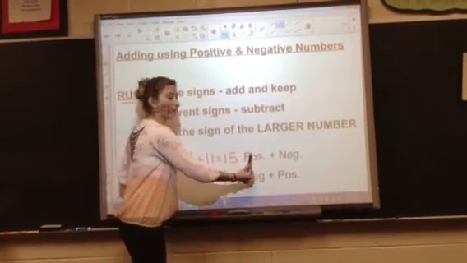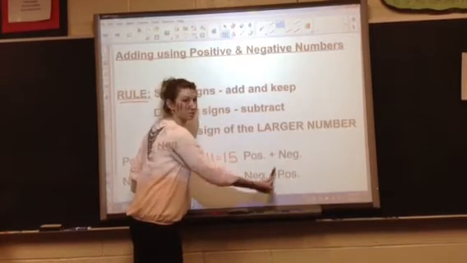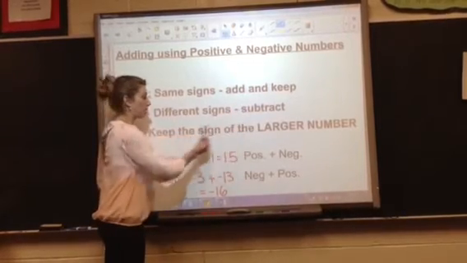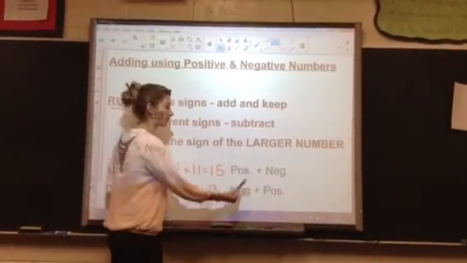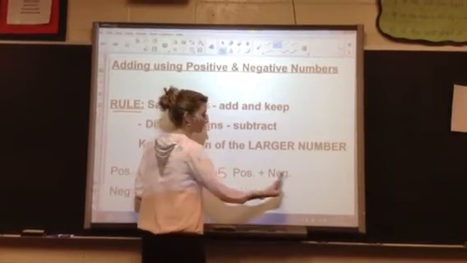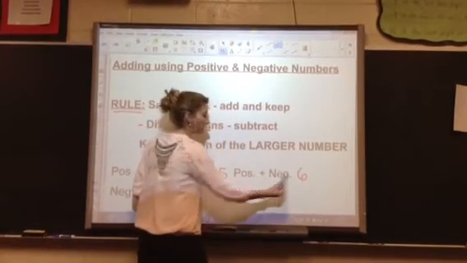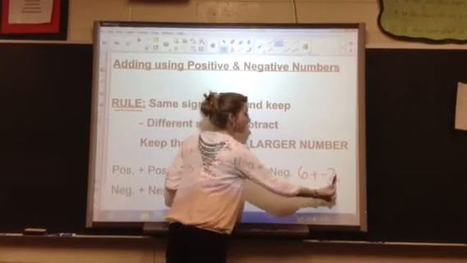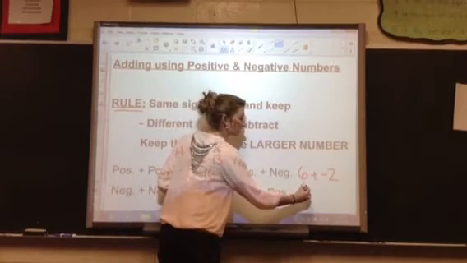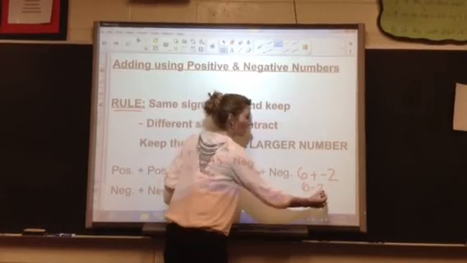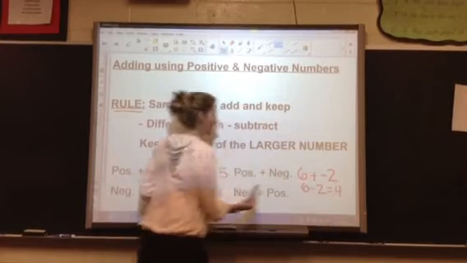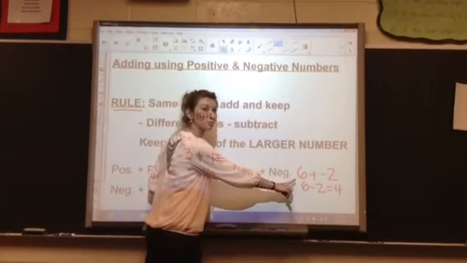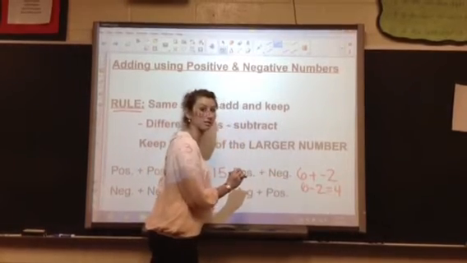Next, we have a positive plus a negative, or a negative plus a positive. So that takes us back to this rule right here: different signs, we subtract, but we keep the sign of the larger number. Let's do a positive plus a negative: 6 plus negative 2. That could be thought of as 6 minus 2, which is 4. Let's look back: we keep the sign of the larger number. The larger number is 6, which is positive, so our answer should be positive.